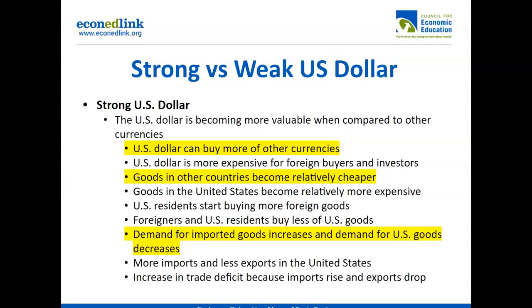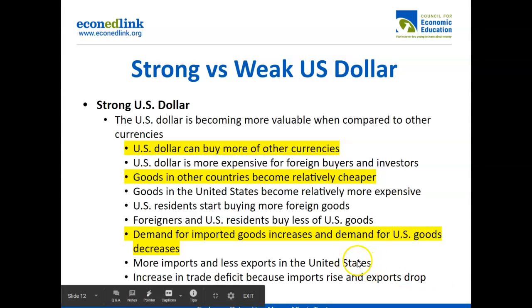And the demand for imported goods increases, and the demand for US goods decreases, relatively speaking. Because the US dollar is strong, we're going to want to buy more things from outside of the US because we're going to get more for our money. However, that leads to a demand decrease for US goods and lowering of exports. So this second to the bottom line here: more imports, less exports, increase in trade deficit. Okay, that's when the dollar is strong.